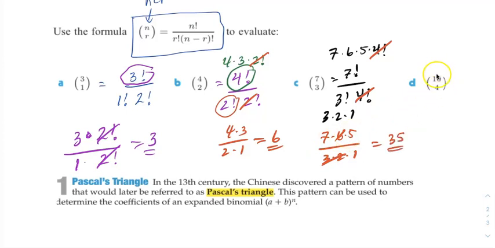Now sometimes these get big. 10 choose 4, that's going to be what? 10 factorial over 4 factorial, 6 factorial. We can expand it, but I forgot, I was going to show you how to do it on a calculator also.